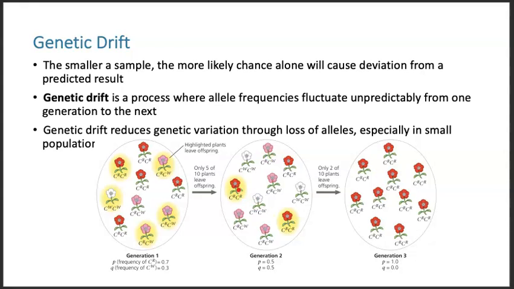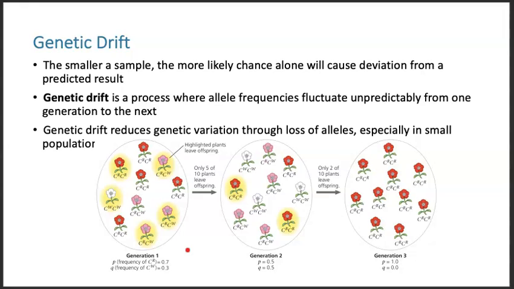Now, in the next generation, maybe by chance events, only the red ones got a chance to reproduce. And so in that next generation, we have a population that is fixed in their alleles. There's no more variation. Again, in a small population, chance events like this definitely happen.